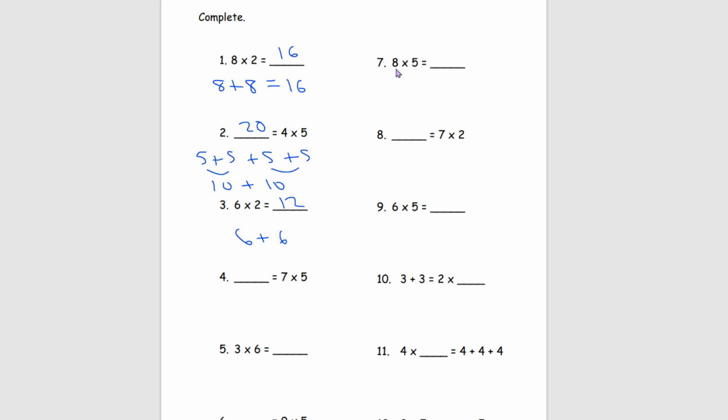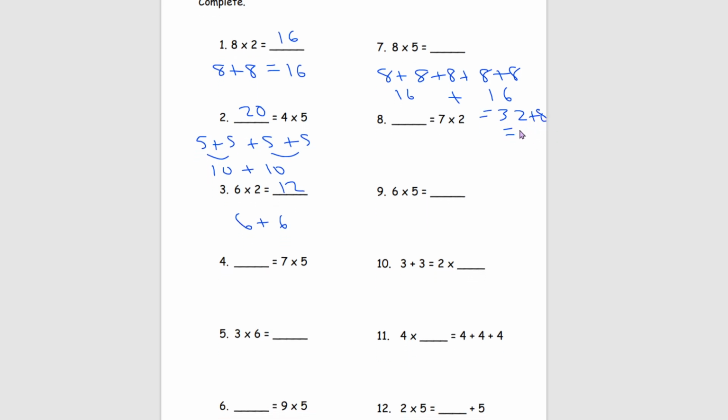Over on this side, here we have 8 times 5, so this time we'll just add 8 five times. So we have 8 plus 8 plus 8 plus 8 plus 8. 8 plus 8 is 16, and 8 plus 8 over here is also 16. So let's add these up together first. And then we get 32, and we can add 8 one more time, and that gets us 40. So our answer for number 7 is 40. In our last example, same as number 1 and 3, we have 7 times 2, which is the same as 7 plus 7, and that gets us 14.